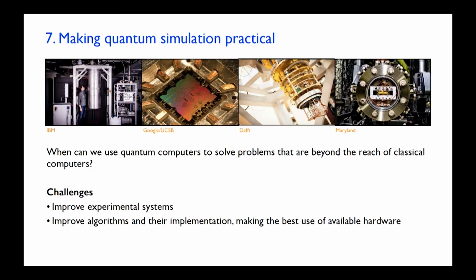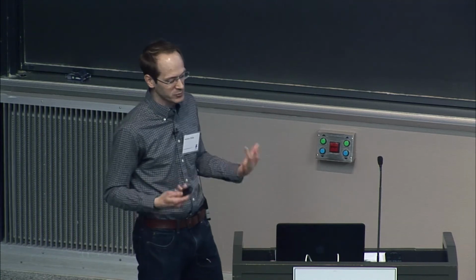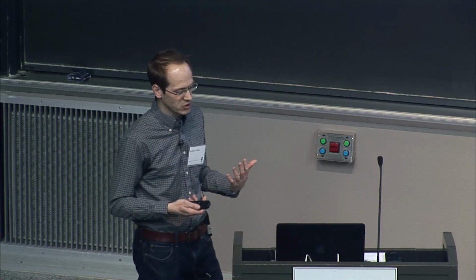But I think as theorists, we should not just wait until the experimentalists come back with a million qubit quantum computer that can do arbitrarily many gates. Rather, we should really think about improving algorithms to make them as efficient as possible, and also think about how to implement them in a pretty concrete way so that we can make the best use of available quantum computing hardware.